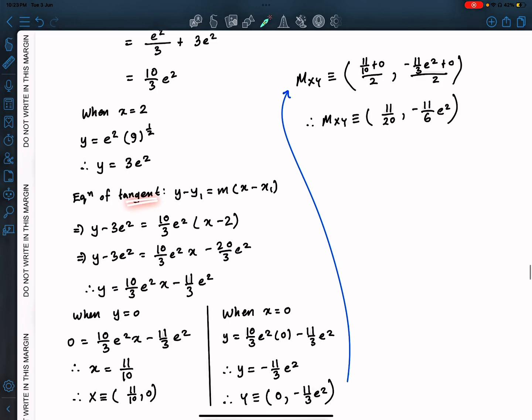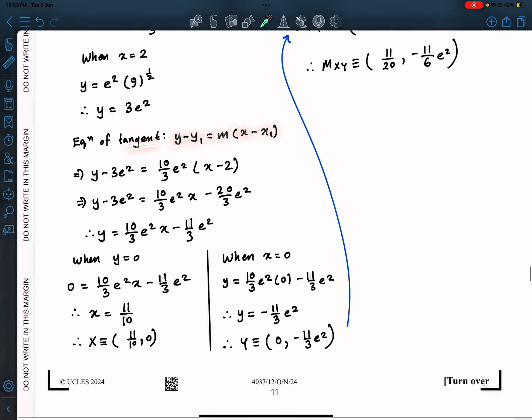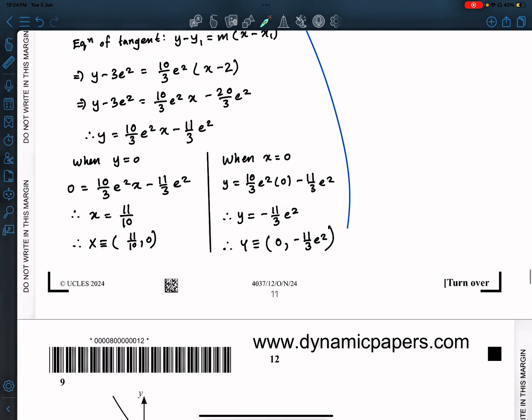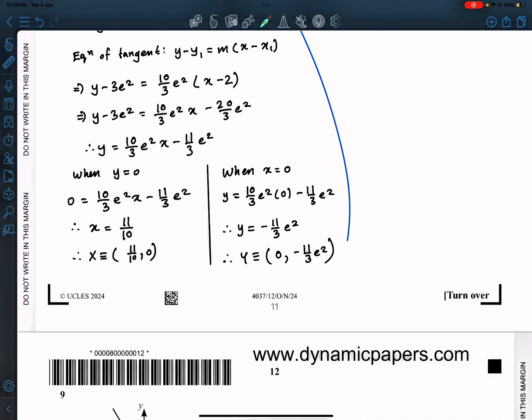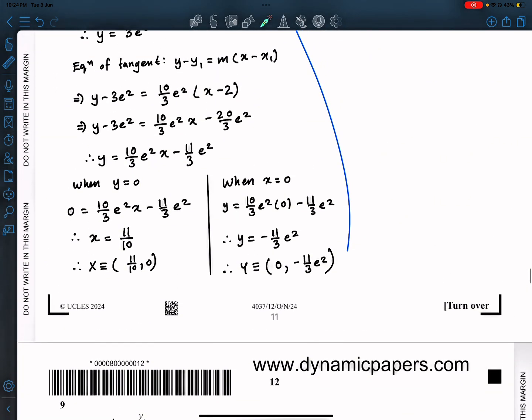And the equation of the tangent is simply given by y minus y1 equals m(x minus x1). So we know our y value is 3e squared, we know our m value, which is 10 by 3 e squared, and we know our x value, which is plus 2. Once we simplify that, we find our equation of tangent to be y equals 10 by 3 e squared x minus 11 by 3 e squared.